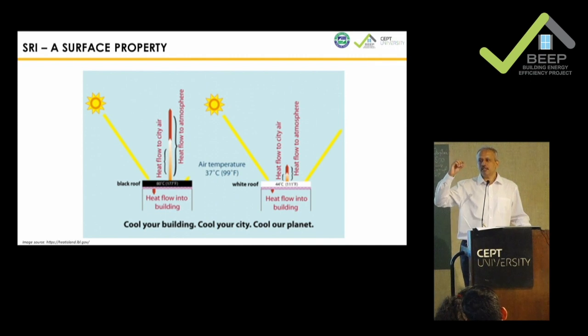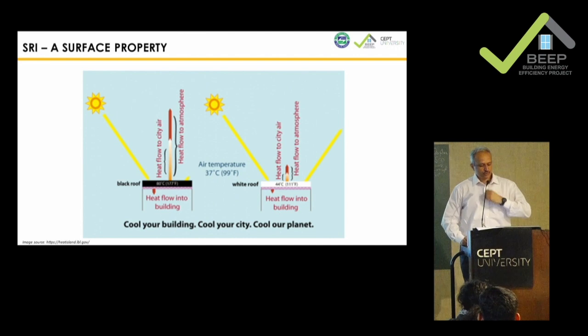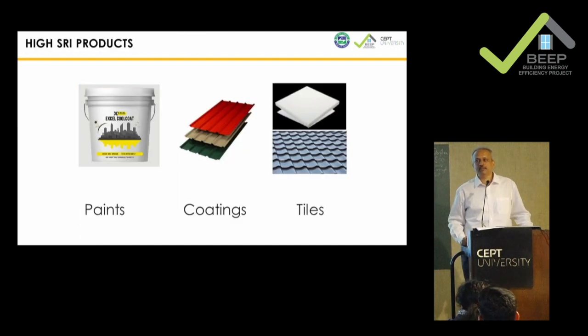However thick or thin your sheet could be, if it is with the high SRI paint, at least it will work. The reflectance and emittance of that will work for you. Okay, so keep this in mind: SRI is a surface property. Yeah, so you have various kinds of paints, various kinds of coatings, and various kinds of tile available, which have high reflectance and high emittance values, and the combination of these gives you SRI.